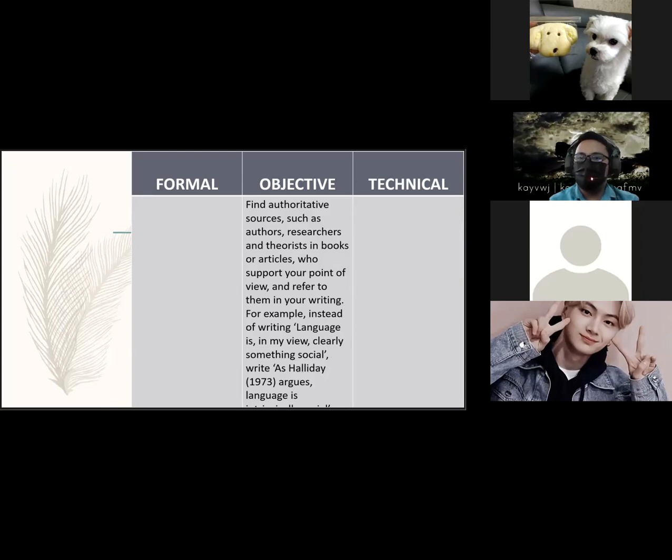Pwede naman tayo mag-cite ng person, or ng personality, who is an expert on that field. And then kung may sinabi siya tungkol doon sa issue na yon, or tungkol dun sa terminology niyo. For example, as Halliday 1973 argues, language is blah blah blah. So pwede tayo mag-cite ng mga ganong klase ng information kagaya ng ginagawa sa research. That is being objective. So those are the three characteristics of academic language: being formal, being objective, and being technical.